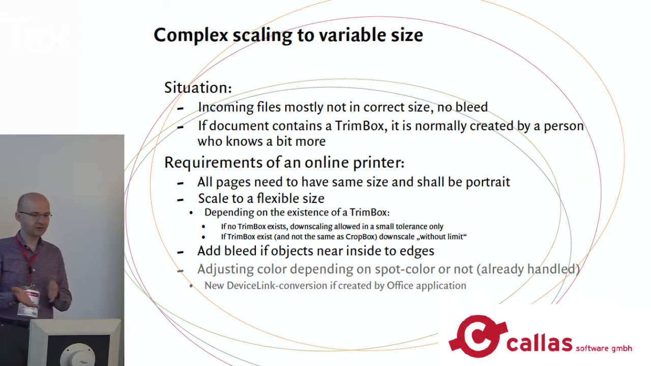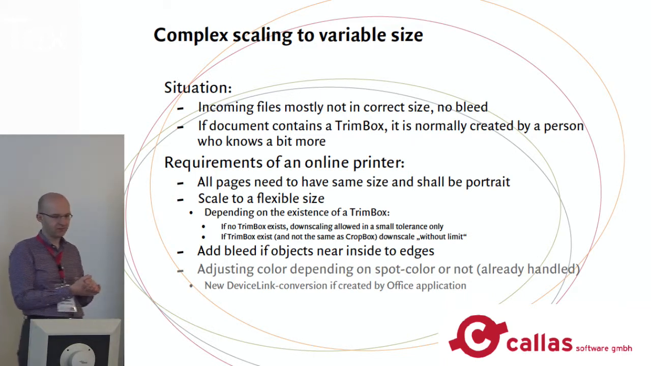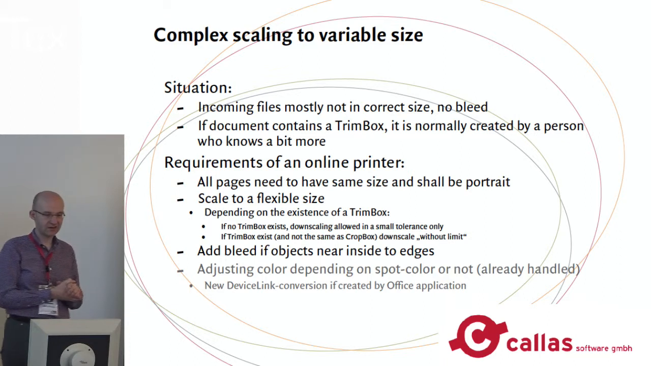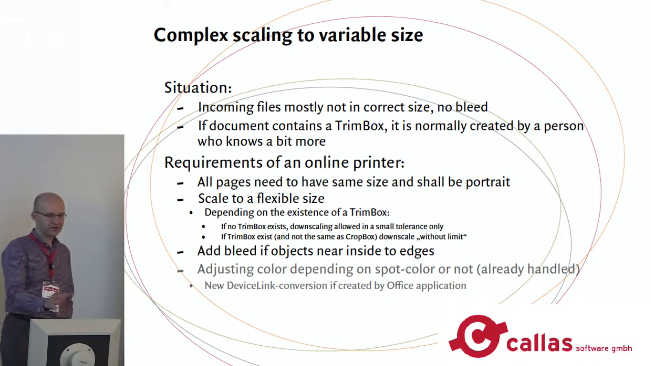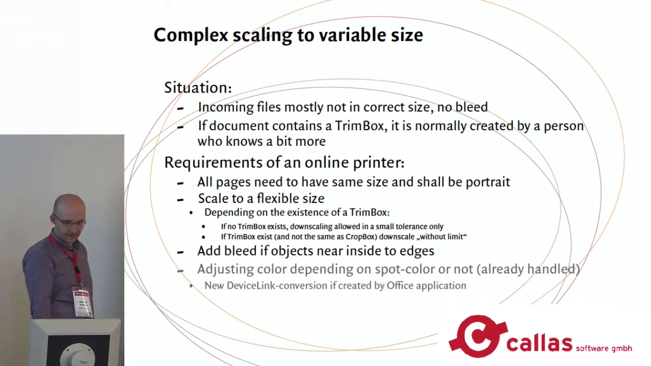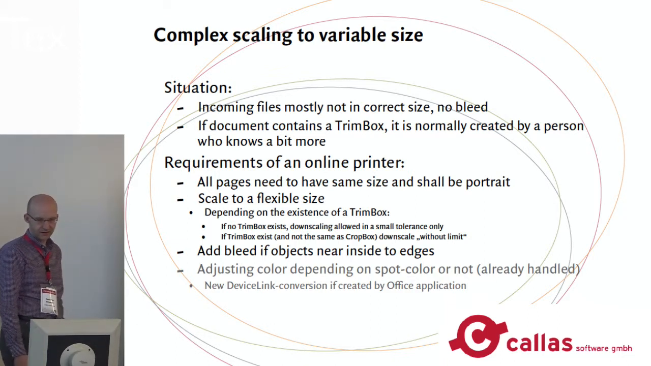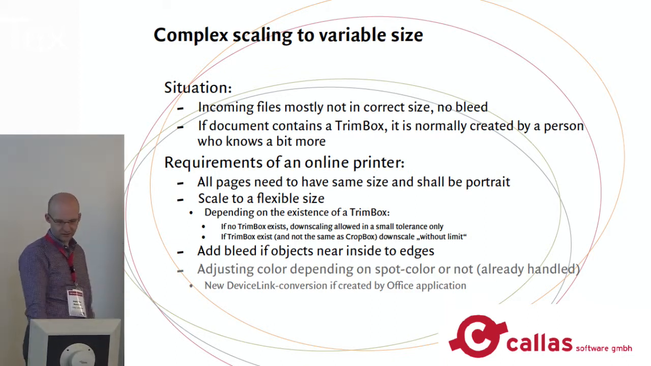They said if a document contains a trim box, it's normally created by a person who knows a bit more. So they said, okay, when a document has a trim box, we scale it in a different way. If no trim box exists, downscaling is allowed in a small tolerance only. If a trim box exists, you can simply scale it without any limit. And also in this step, add bleed, so that you have no white border around it, if objects are near the inside of the page.